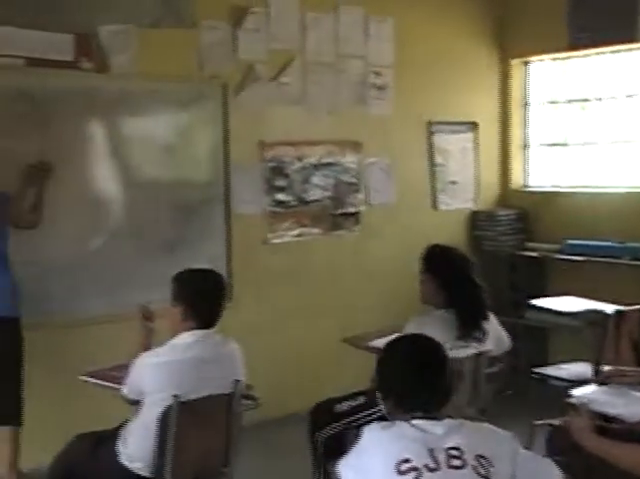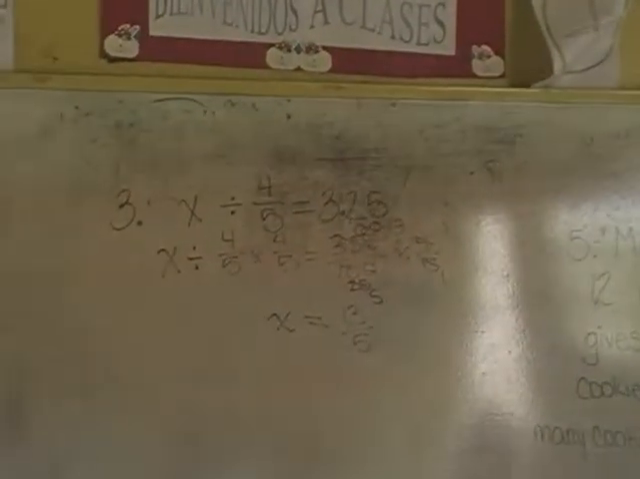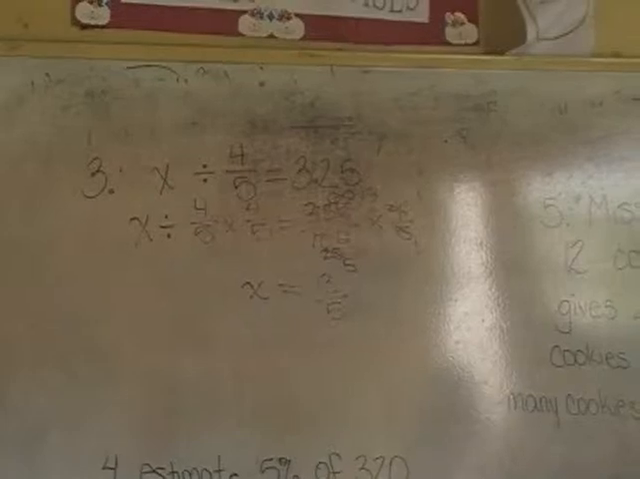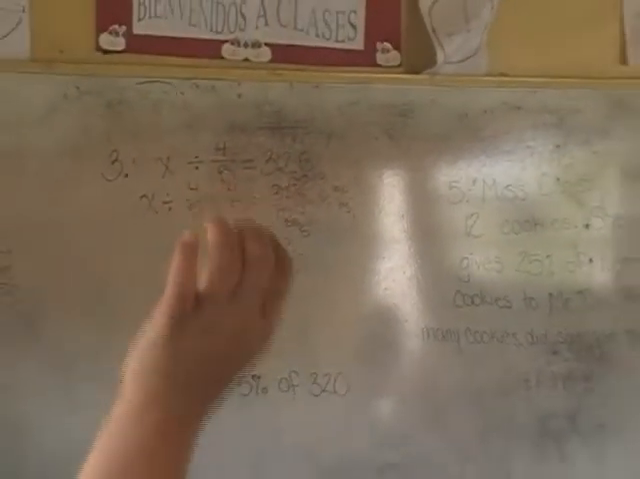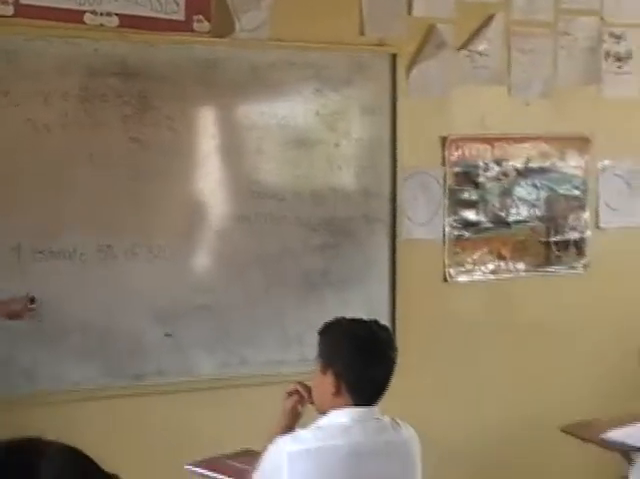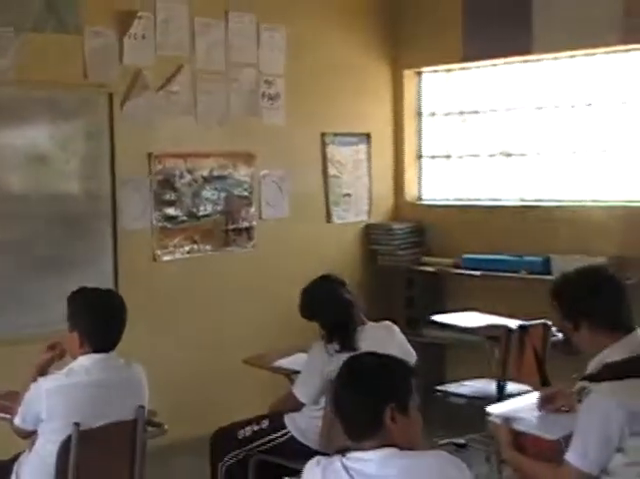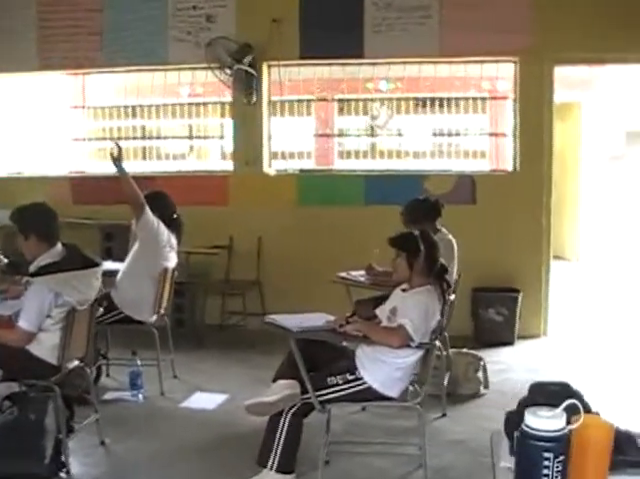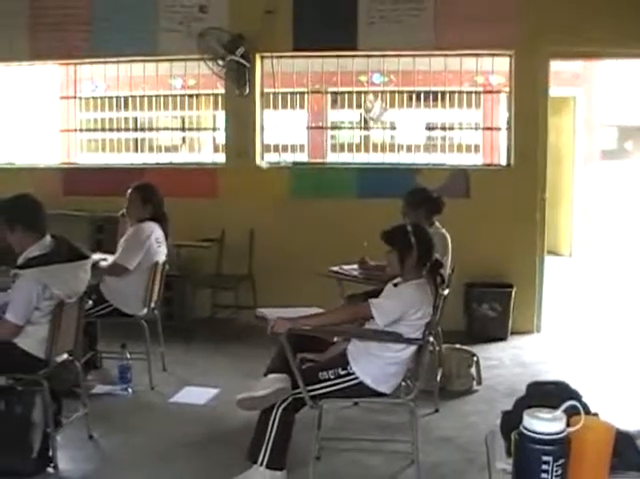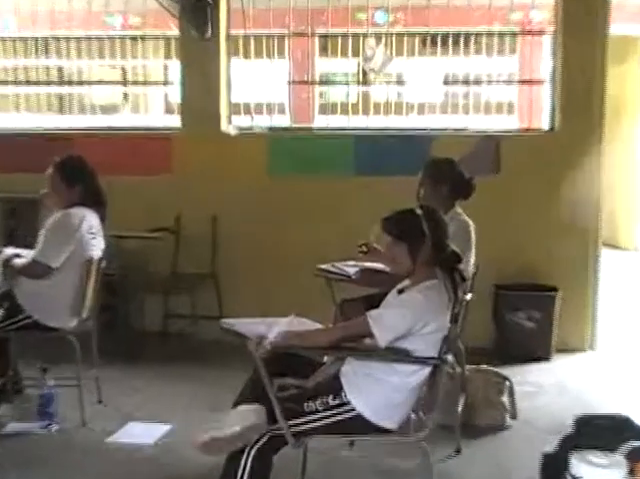Very good. Now, 13 over 5. Very good. All right. Estimate 5% of 320. Gracie, 21. How do you do that? What two numbers did you use? I used 50 and 10. 50% and 0%. 10% and 0%.